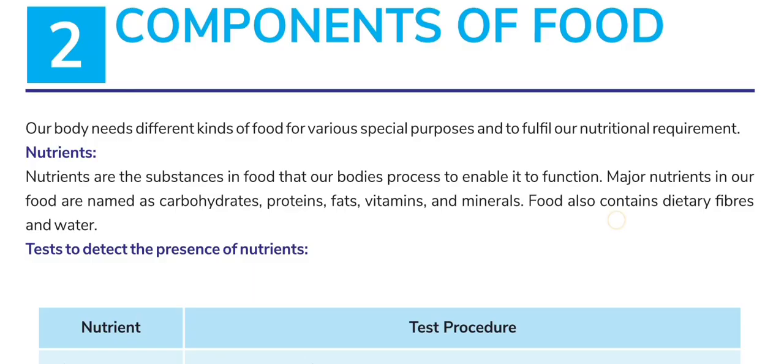Our body needs different kinds of food for various special purposes and to fulfill our nutritional requirement. Nutrients. Nutrients are the substances in food that our bodies process to enable it to function. Major nutrients in our food are named as carbohydrates, proteins, fats, vitamins, and minerals. Food also contains dietary fibers and water.